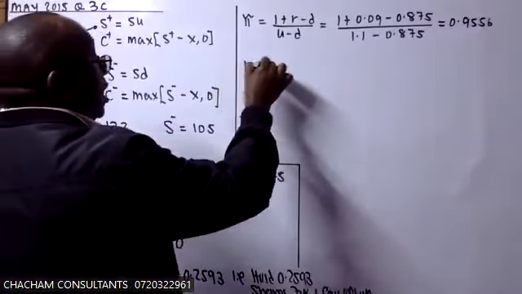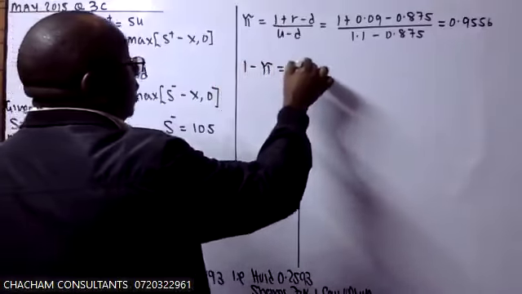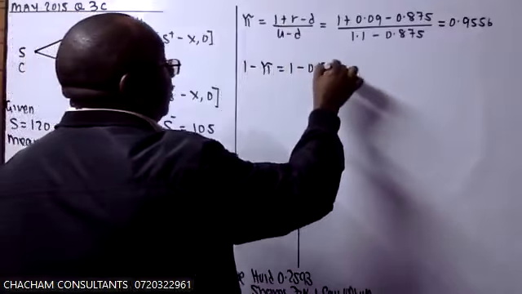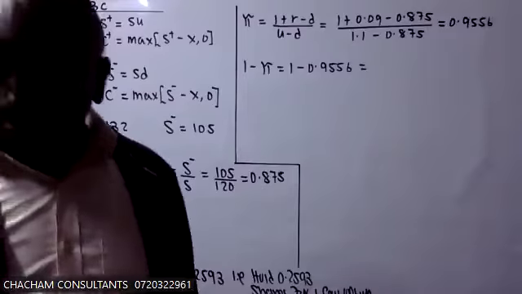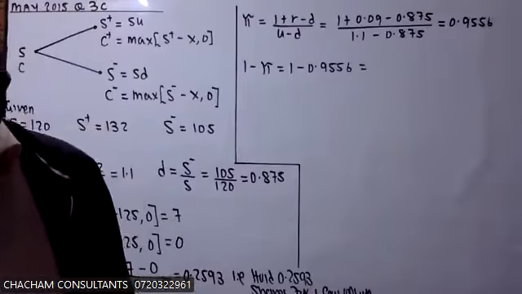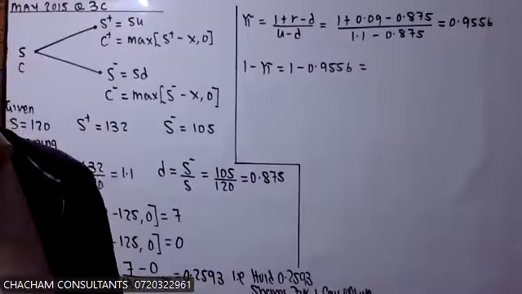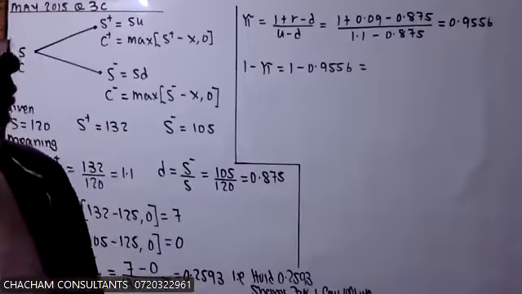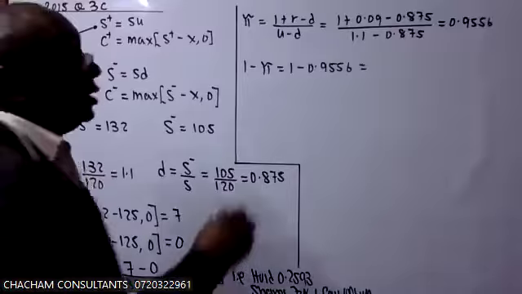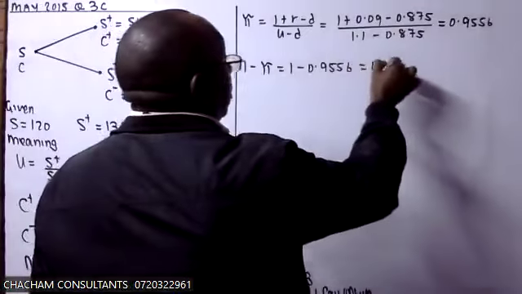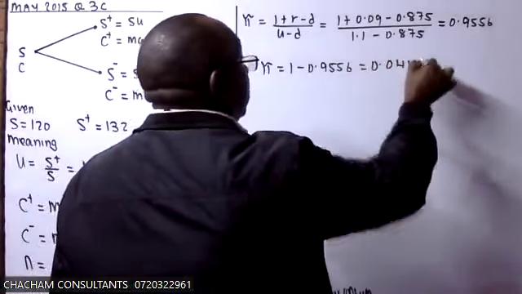So 1 minus pi then should be 1 minus 0.9556. That gives 0.0444.